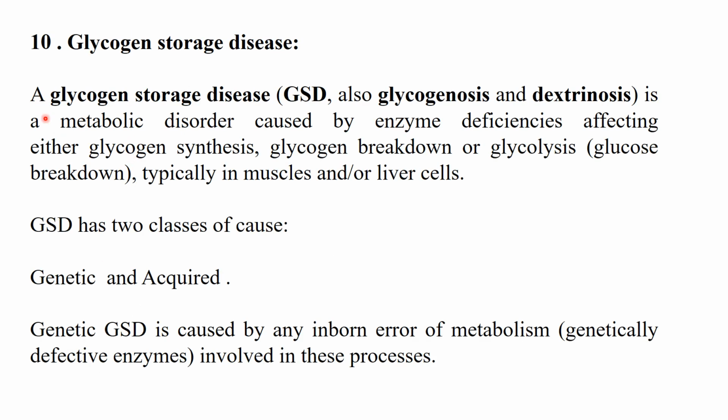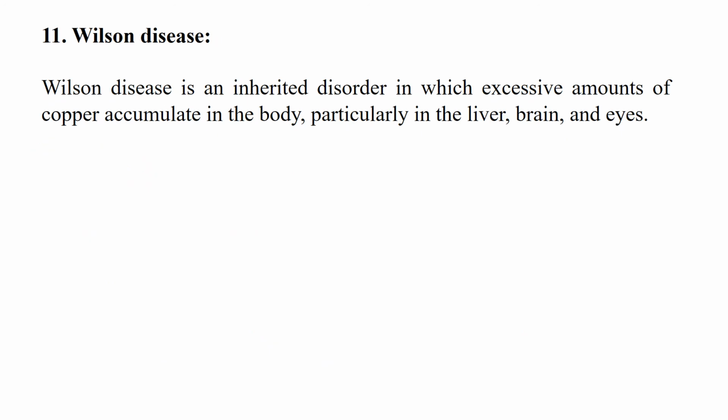Glycogen storage disease. A glycogen storage disease, also known as glycogenosis and dextrinosis, is a metabolic disorder caused by enzyme deficiencies affecting either glycogen synthesis, glycogen breakdown, or glycolysis, typically in muscles or liver cells. Glycogen storage disease has two classes, genetic and acquired. Genetic GSD is caused by an inborn error of metabolism, with genetically defective enzymes involved in these processes.